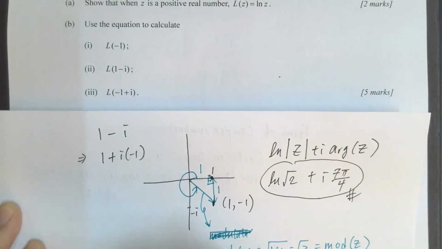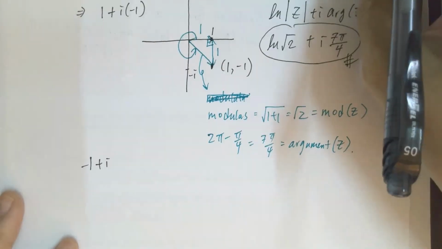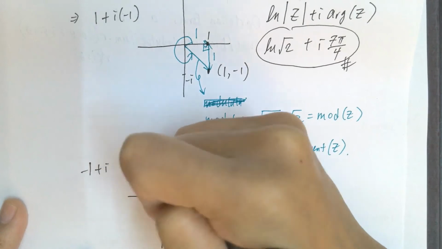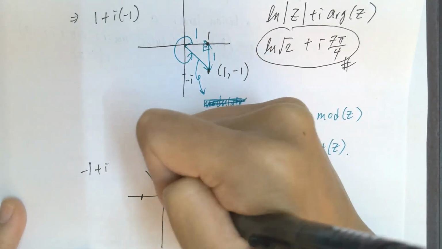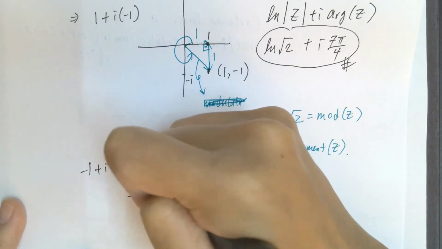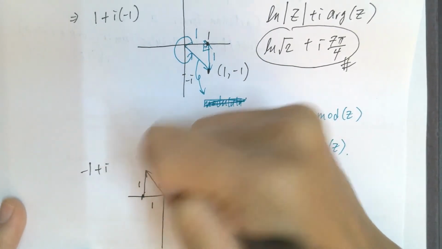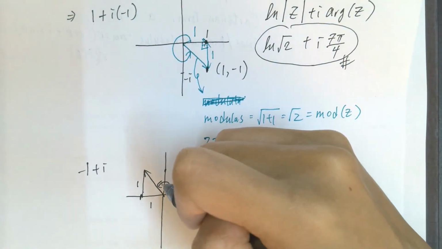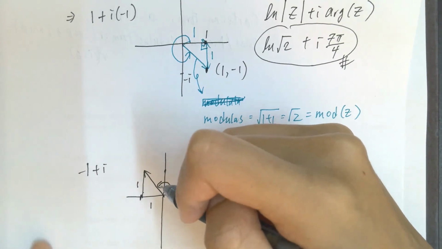Finally, we have -1 plus I. Let me put it on the same sheet. Where is it? -1 is over here, and plus I is over here. So again, here it's 1, and here is 1. This angle here has to be what? Pi over 2 plus pi over 4, which gives you 3 pi. Sorry, is it 3 pi over 2?